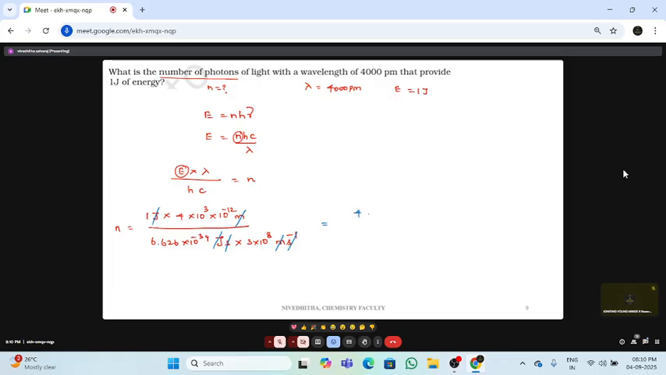See, this is 4 into 10 power 3 into 10 power minus 12. This can be written as 6.6 into 3. I'm just bringing these 10 powers to the numerator. It is 10 power plus 34 and it is 10 power minus 8. So simplify this and tell me the values, Kana.